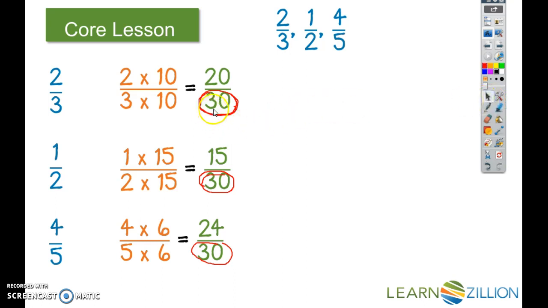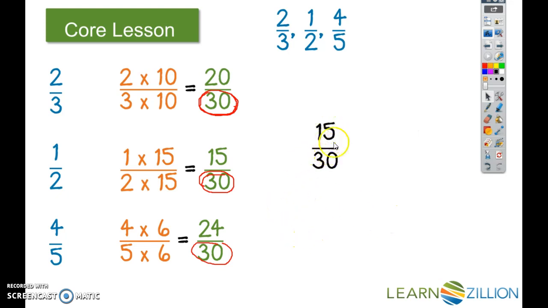So now you can see it's going to be easier to order these or compare them because they all have 30 now as the denominator. They're all still the same. They're equivalent fractions. 2/3 is the same as 20 30ths. 1/2 is the same as 15 30ths. 4/5 is the same as 24 30ths. We just found a common denominator so we can compare them easier.